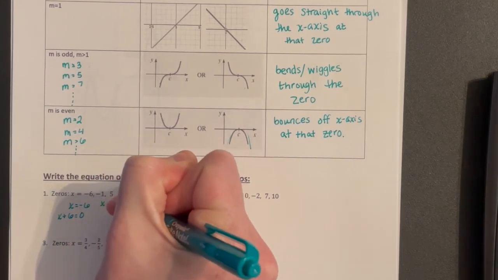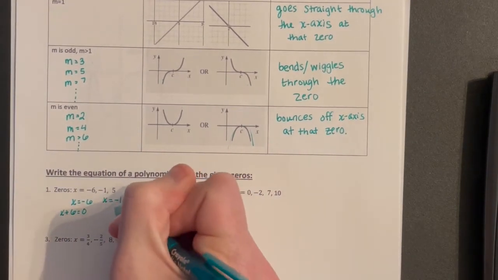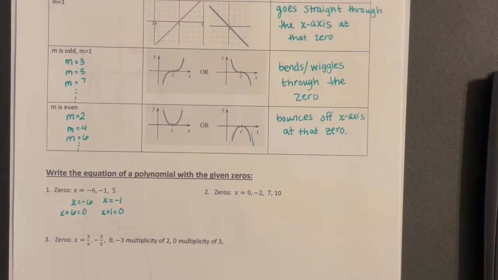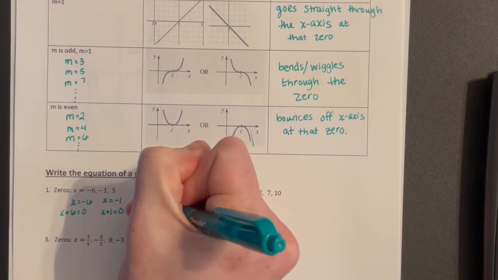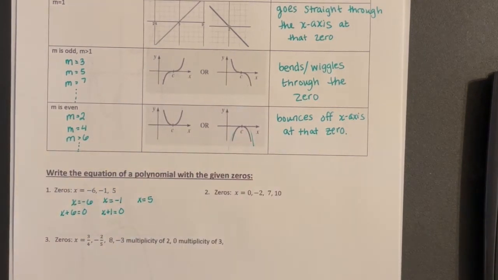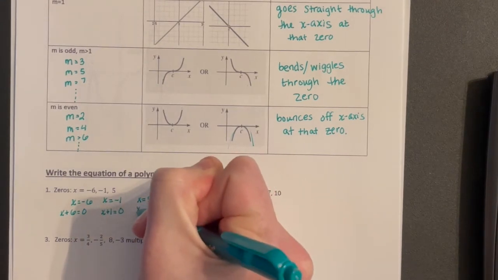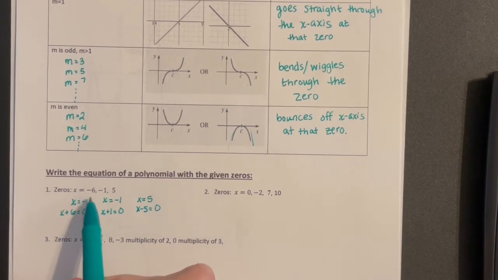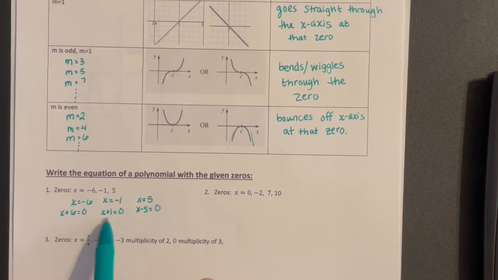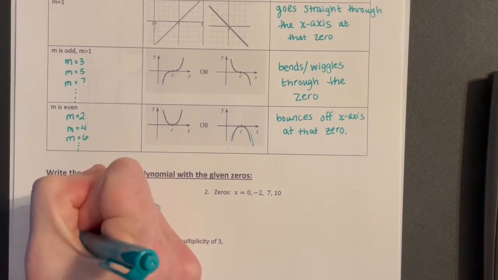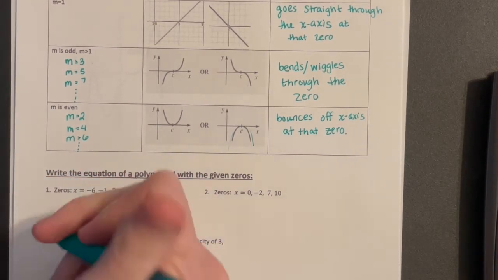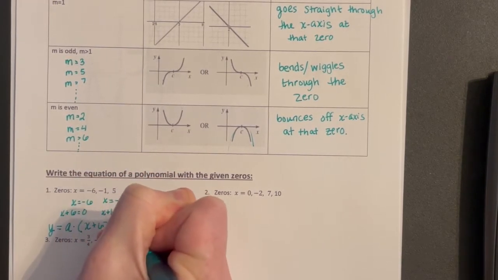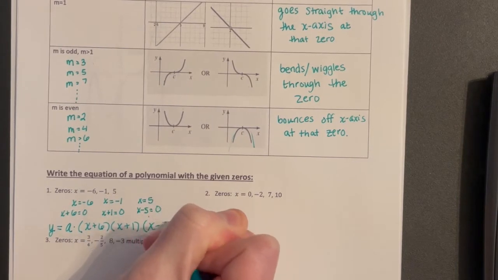We have another one at negative 1, so I'd add 1 to the other side and it's back to 0. Then we have a third one at x equals 5. If I subtract 5 to the other side, it's equal to 0. So we have 3 zeros that we started out with and now made 3 factors. We could say our polynomial looks something like this: A times x plus 6 times x plus 1 times x minus 5.